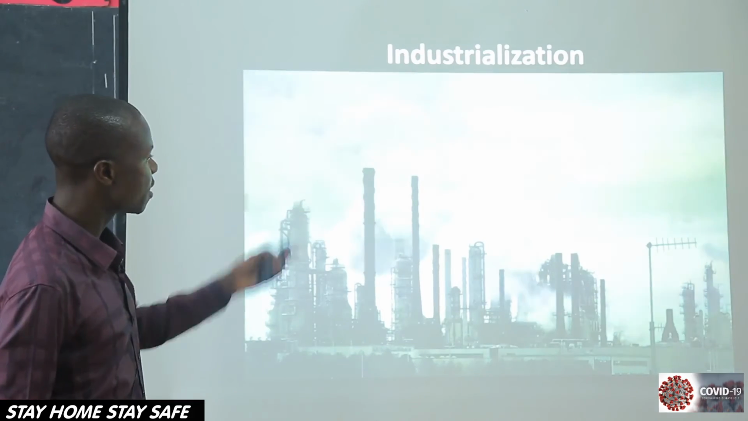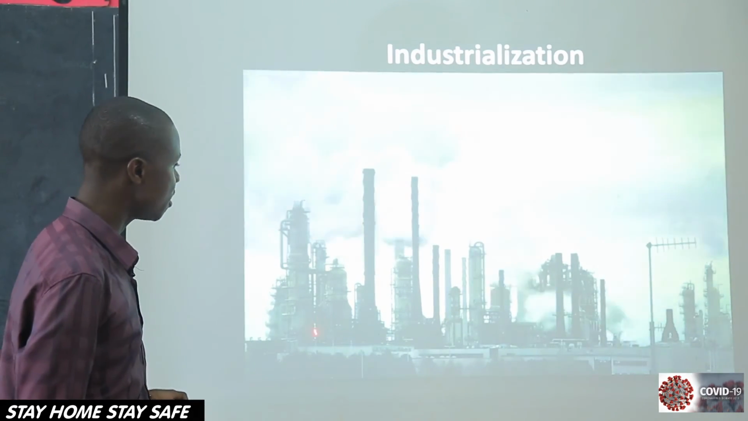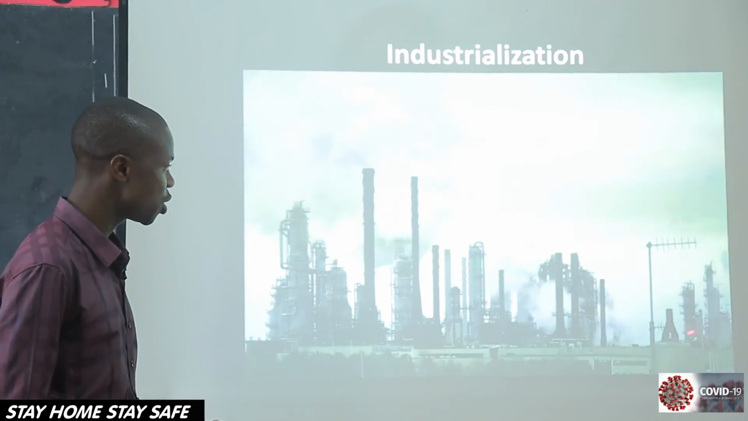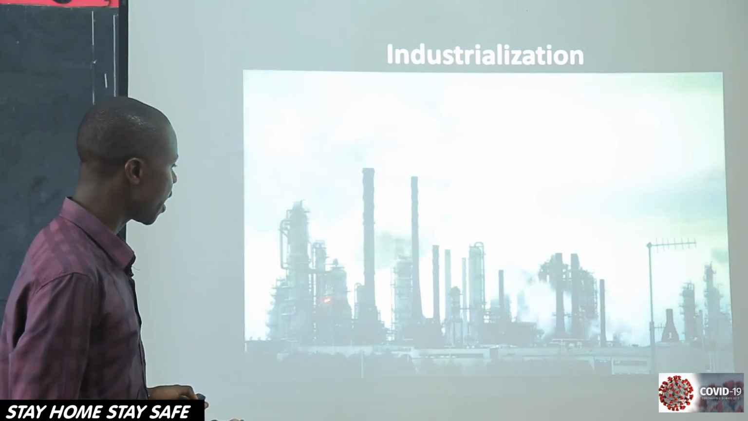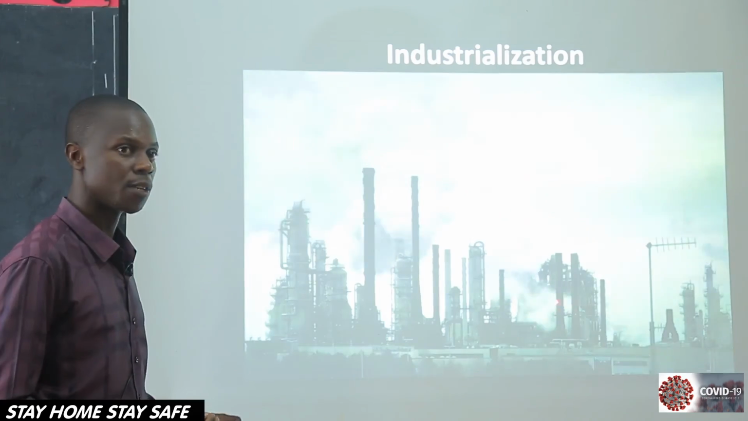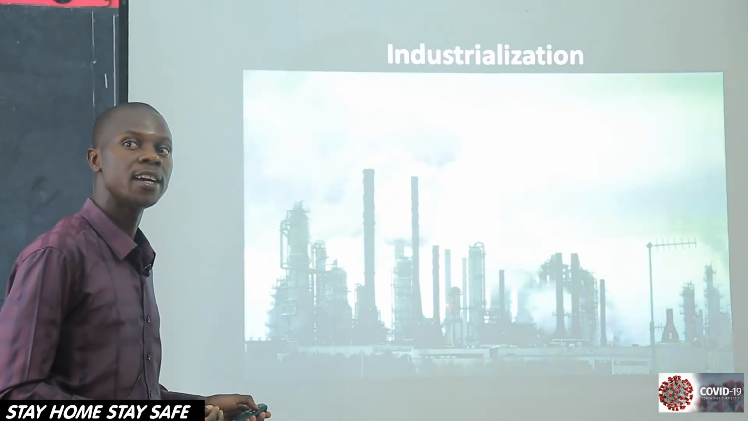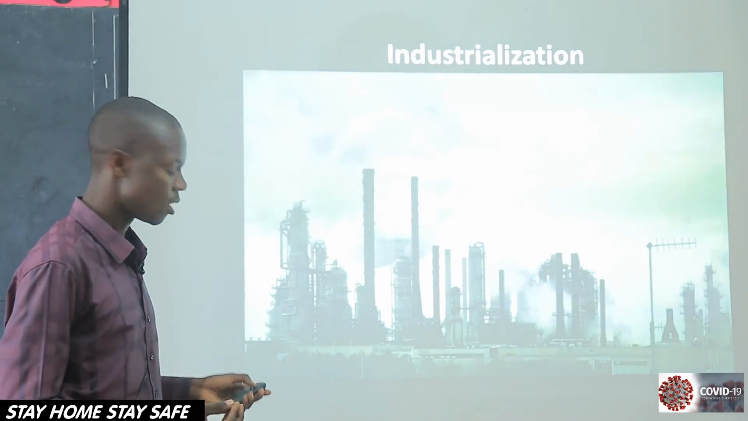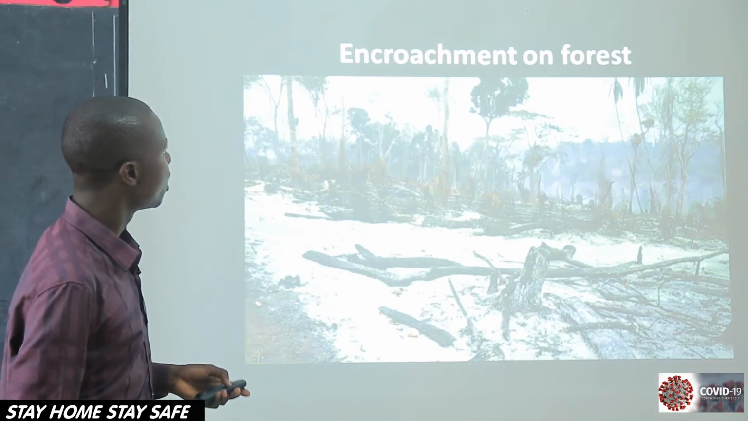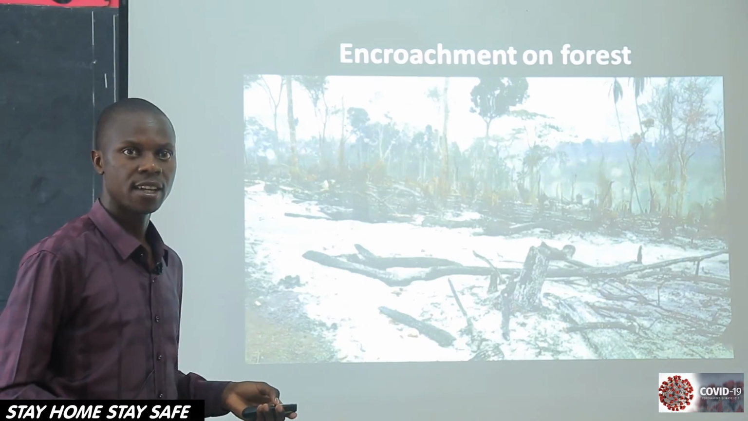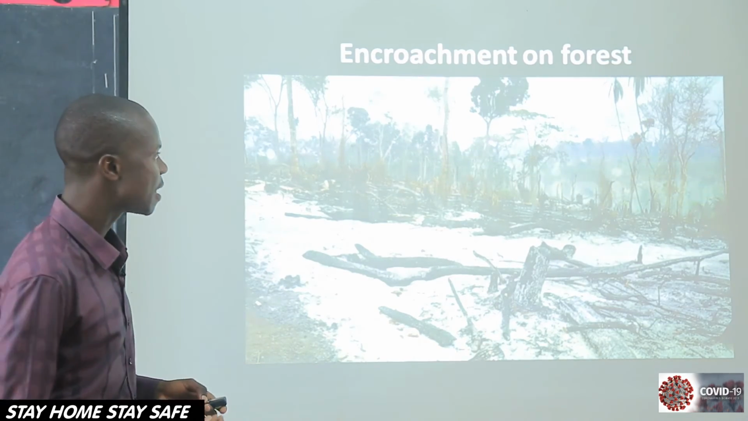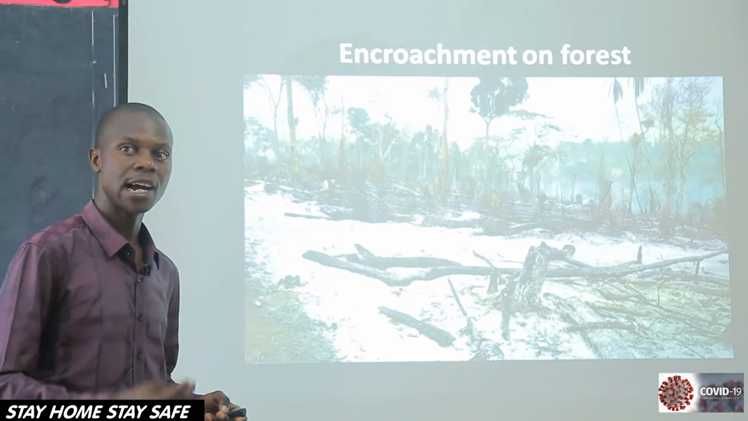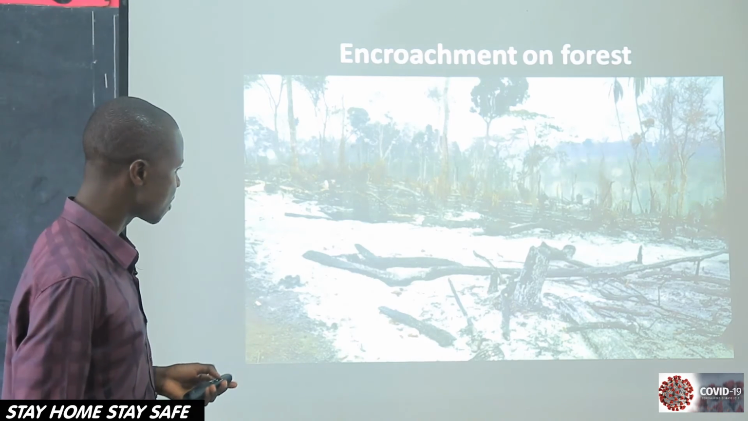Then industrialization. You find initially this place had vegetation. So these guys who set up this factory came and cut down all the vegetation that was here, and they set up their factory or industry, okay? Then encroachment on forests. Every now and then the government is battling with the people who are cutting down our forests.